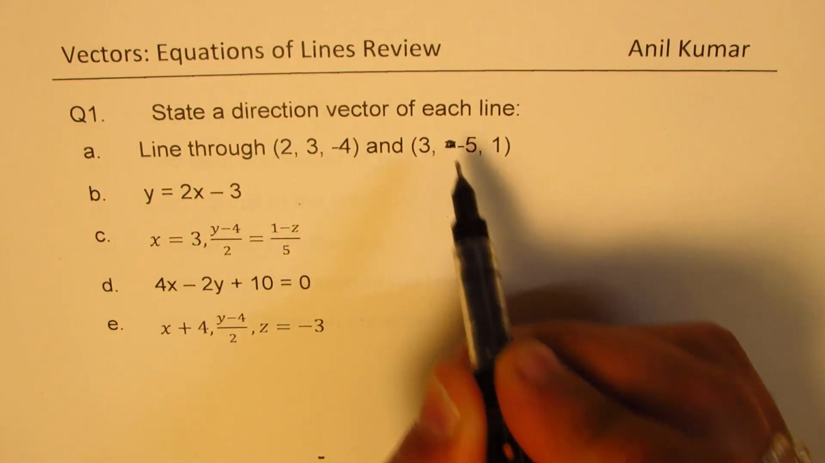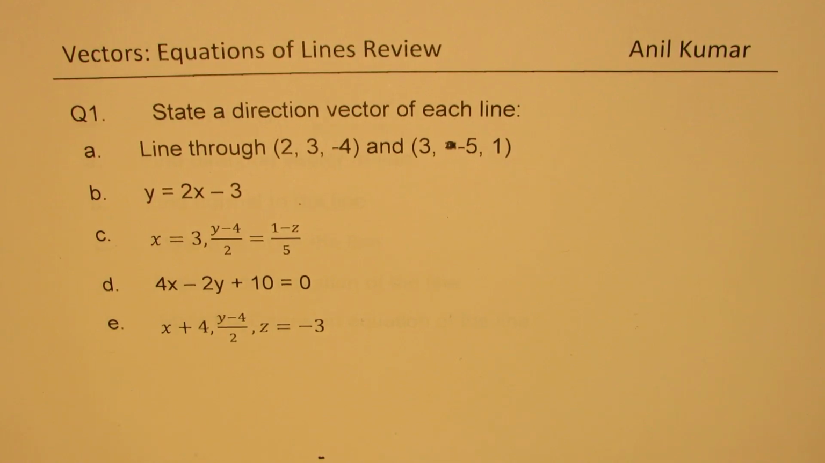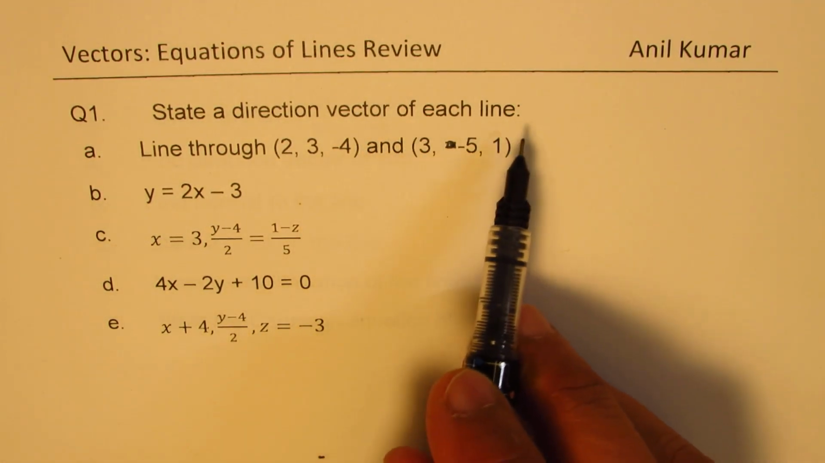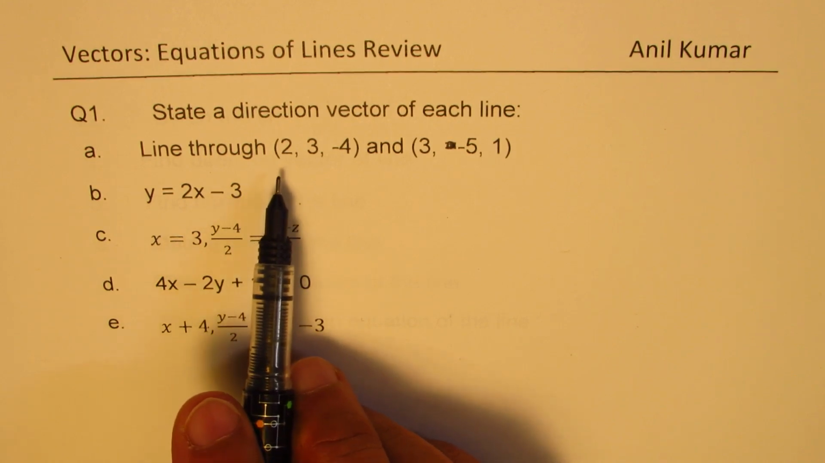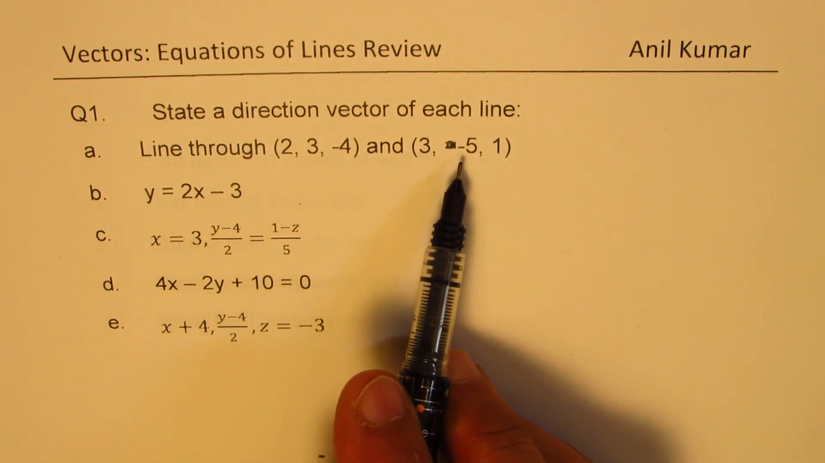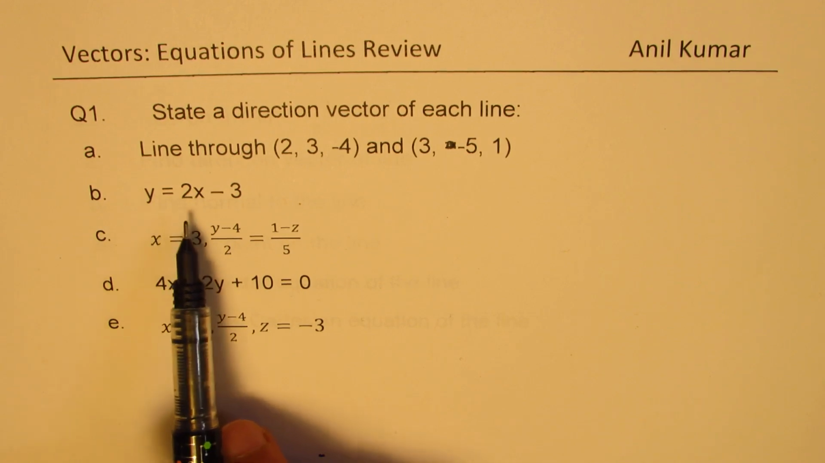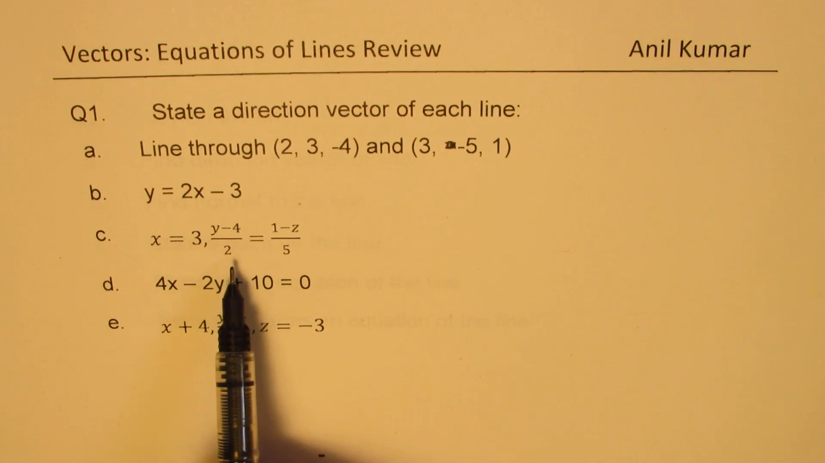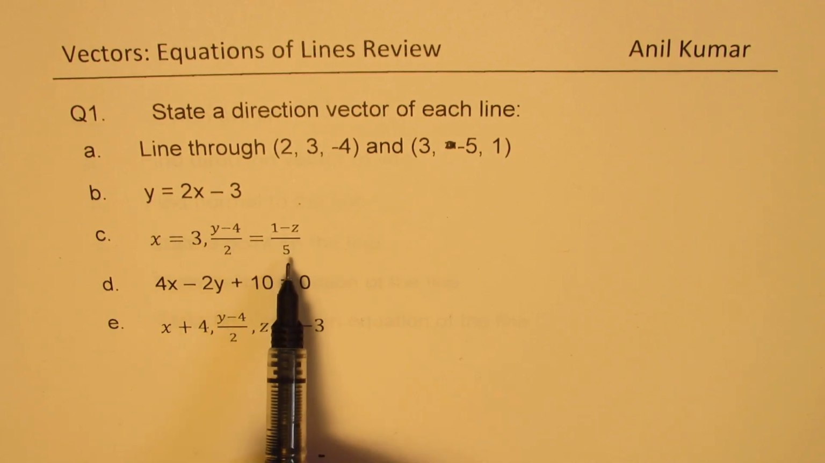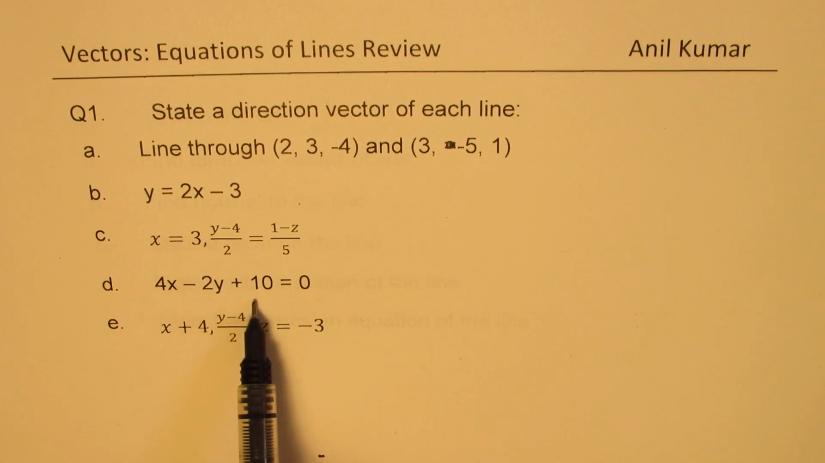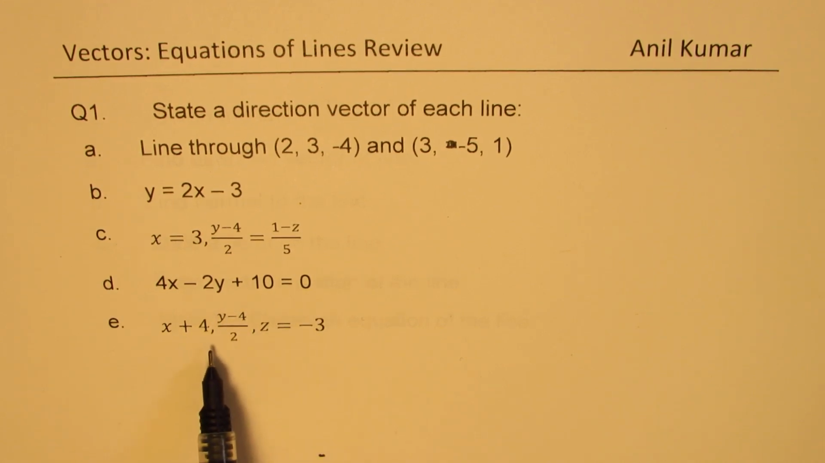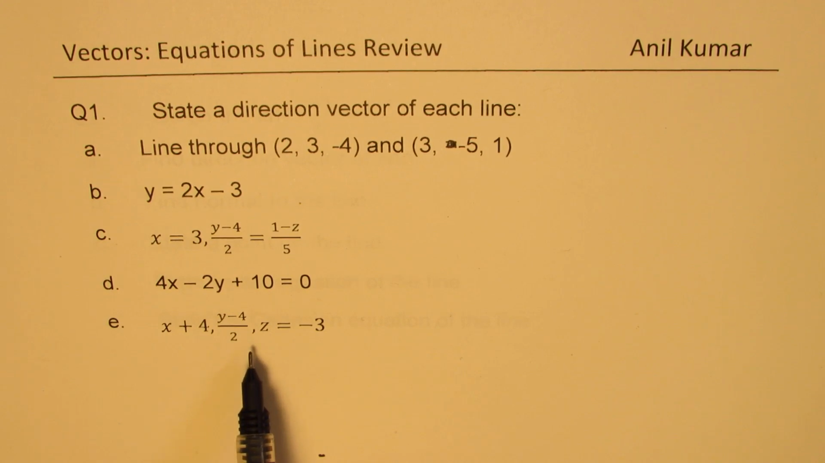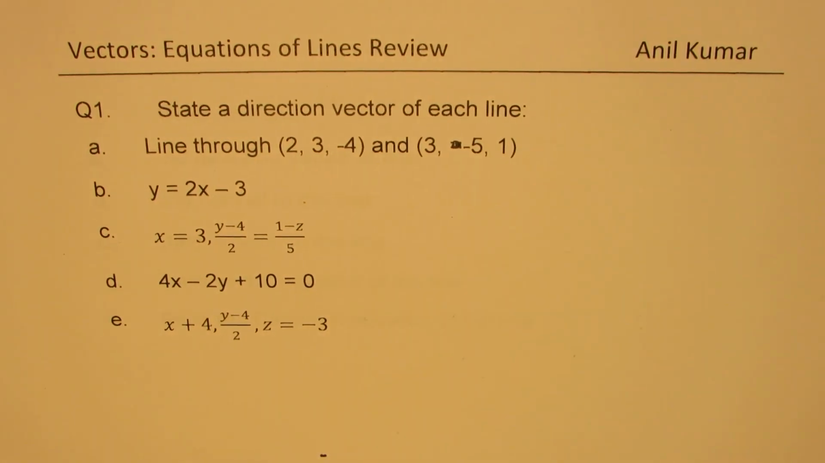Here is question number 1. State a direction vector of each line through the points (2, 3, -4) and (3, -5, 1); y equals 2x minus 3; x equals 3, (y minus 4) over 2 equals 1 minus z over 5; 4x minus 2y plus 10 equals 0; and x plus 4, comma, (y minus 4) over 2, comma, z equals minus 3. You can always pause the video, answer the question, and then look into my suggestions.